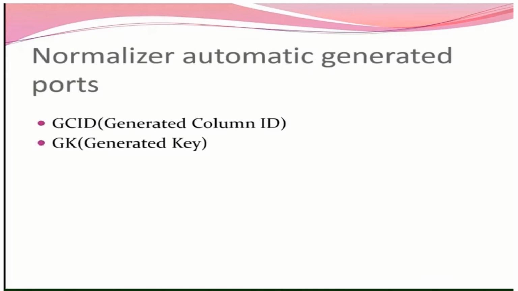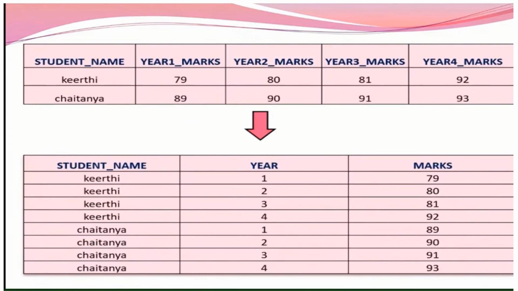So when we create the normalizer transformation, it will generate two automatically generated ports. One is GCID and the other is GK. These ports I will explain after explaining one example, so you can easily understand what GCID and GK are. So I have a student table in my database. This first one is the source table. It has the columns student name, year 1 marks, year 2 marks, year 3 marks and year 4 marks.